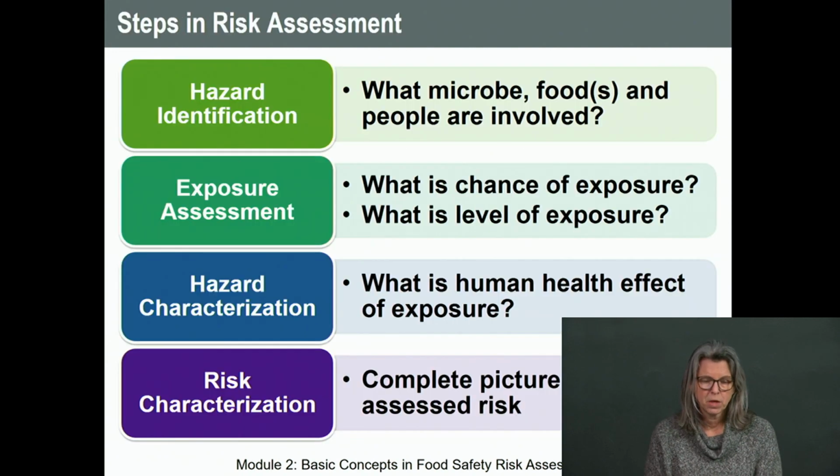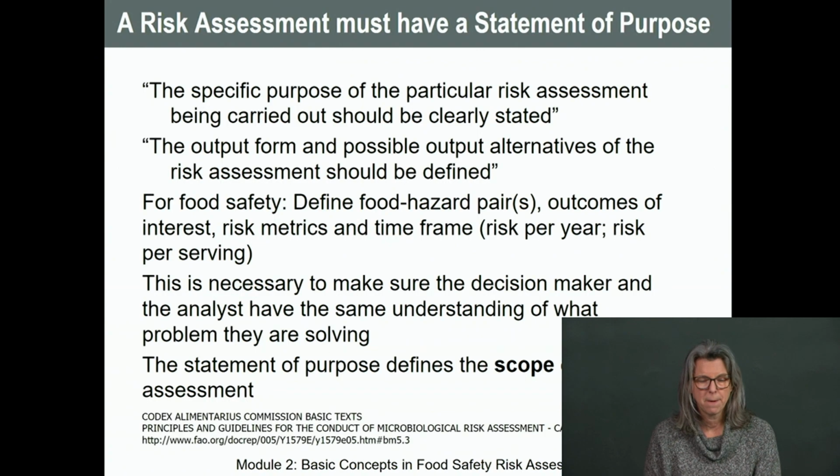So these again are the 4 steps in risk assessment that I mentioned earlier. So the hazard identification step talks about what is the hazard that is of concern. The exposure assessment talks about what is the chance of exposure and what is the level of exposure. Hazard characterization is about the dose response function, or how people's health outcomes respond based on exposure to this contaminant. And then finally, the risk characterization brings it all together. So again, we're going to have a module on each one of these steps to give you examples and talk you through some of those processes that are needed to conduct a risk assessment.